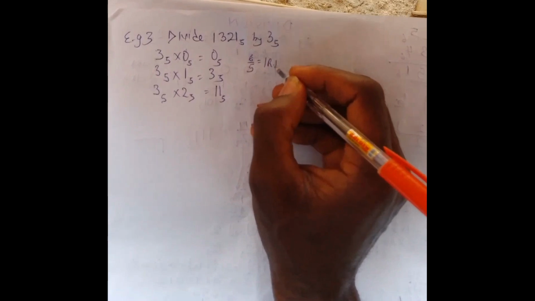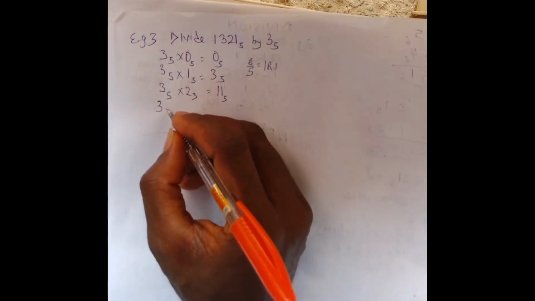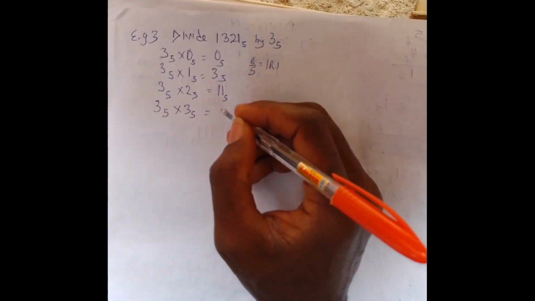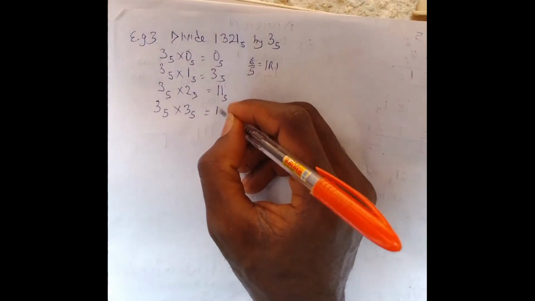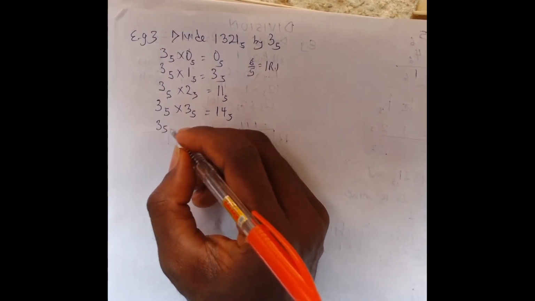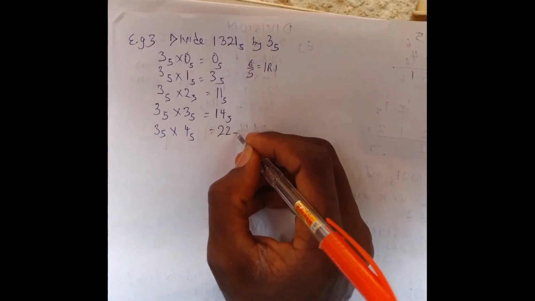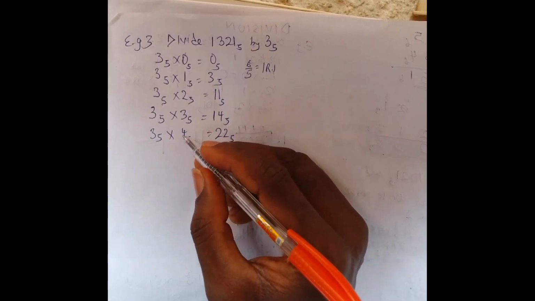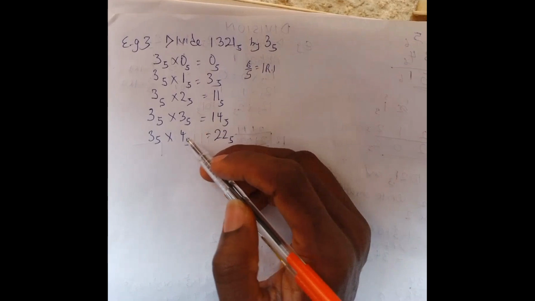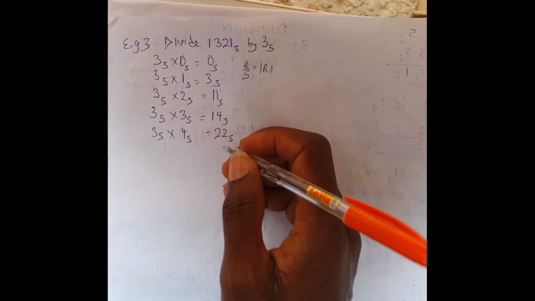So 3 base 5 times 3 base 5 will give us, following the same method I've taught in the multiplication topic, 14 base 5, and 3 base 5 times 4 base 5 will give us 22 base 5. Now we'll stop here. We'll stop at the number one below our base number here. So it's 4. We'll stop at 4. So now let's go ahead to divide it with our long division method.